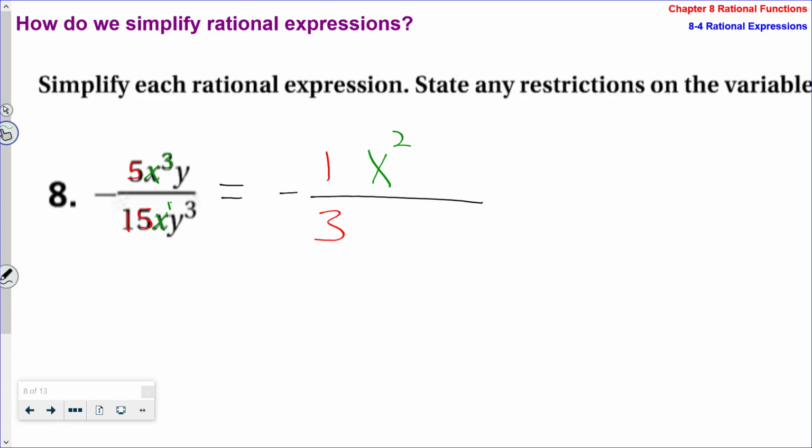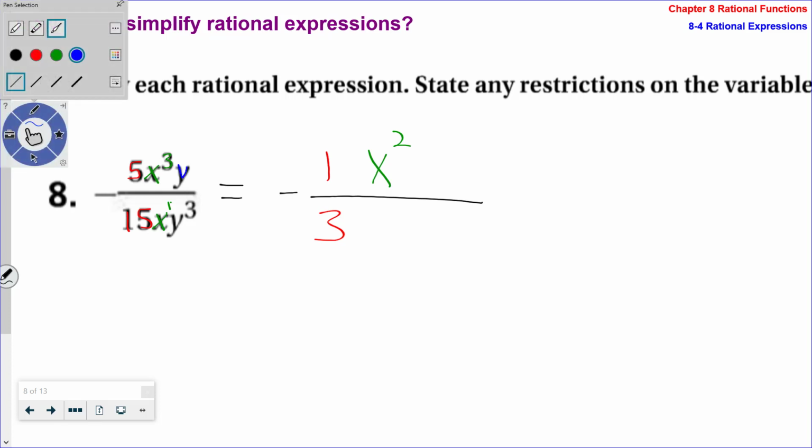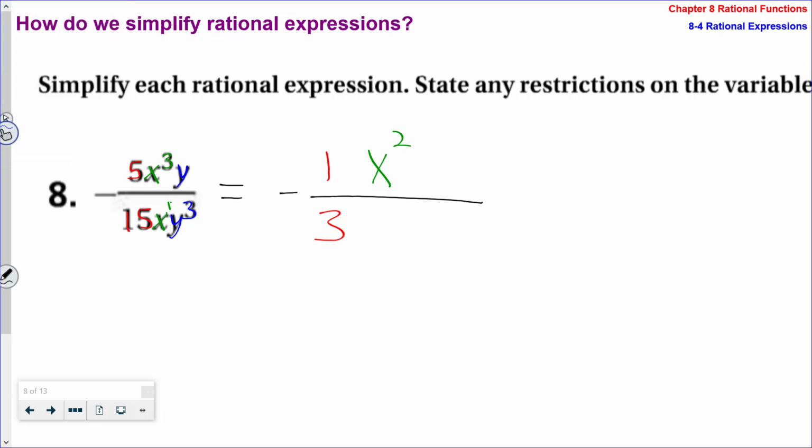And how about the y's? We have y to the first over y to the third. Brianna, y squared, where? On the bottom. And here's why. We have y to the first, so every time you divide exponents, always put them in the numerator. So we have y to the first, 1 minus 3. 1 minus 3 is negative 2. So this is y to the negative 2.